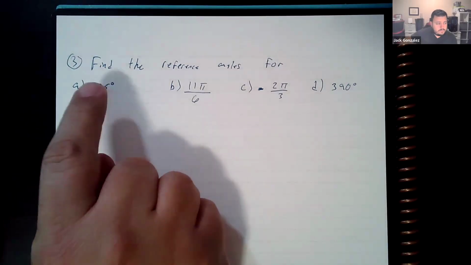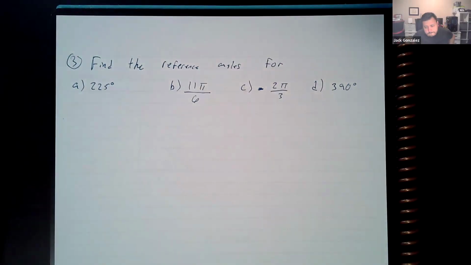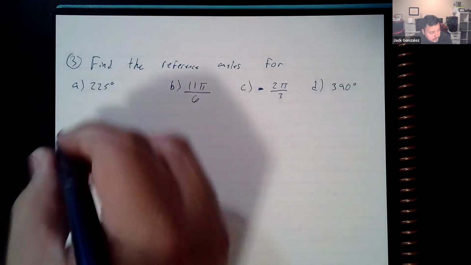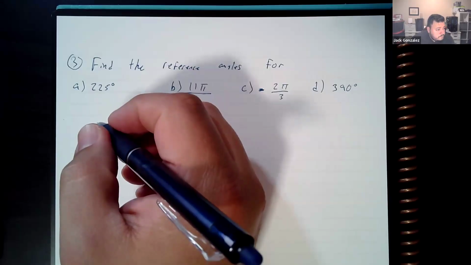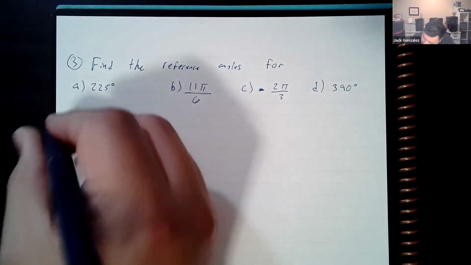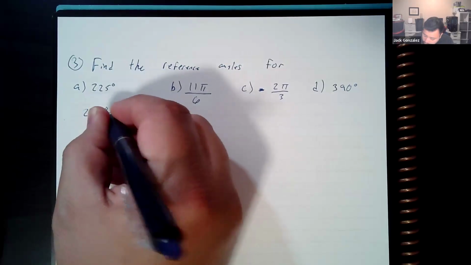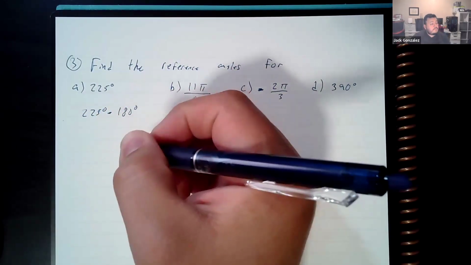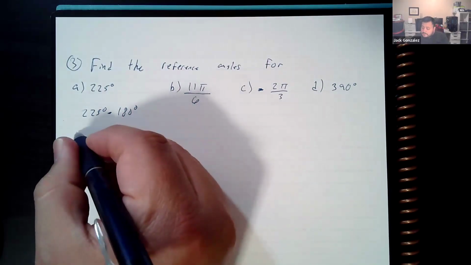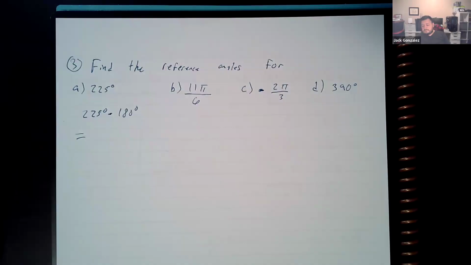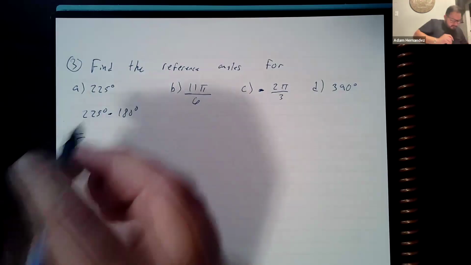So part A, which quadrant is this in? Yeah, it looks like three. So what we would do is take 225 minus 180, which gives us what? 45. It looks like it.